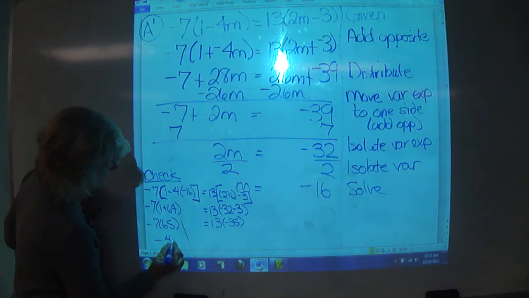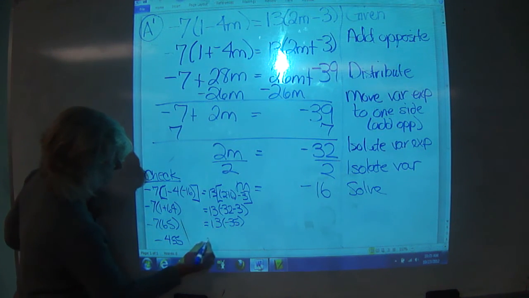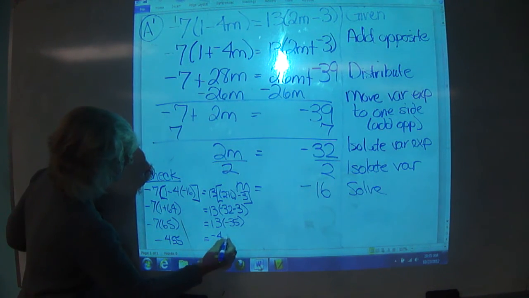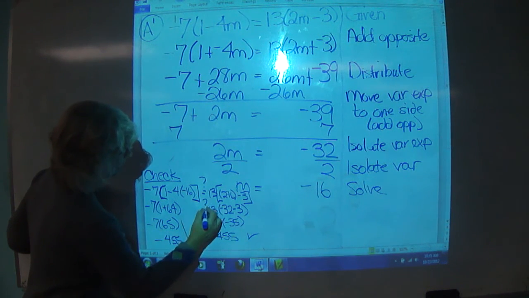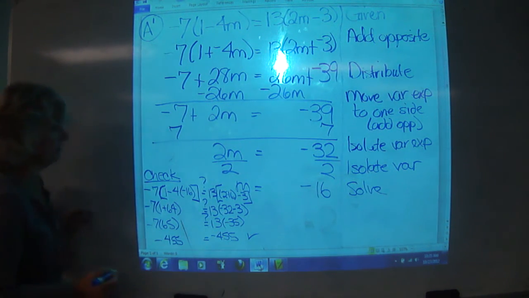Negative 455 equals negative 455, and that is a check. And we were checking it there, there, and there.